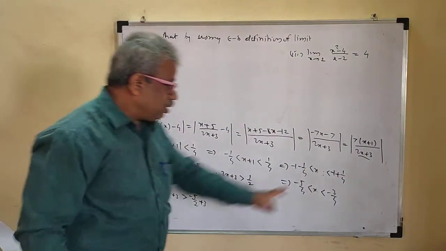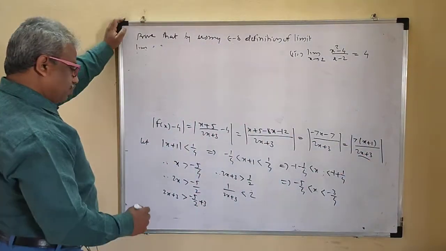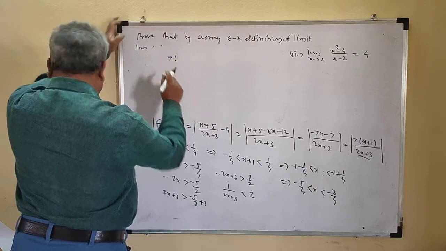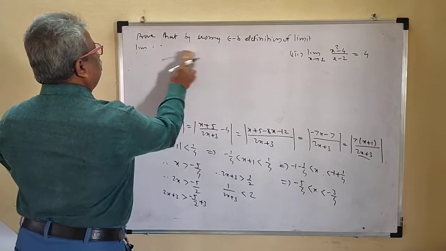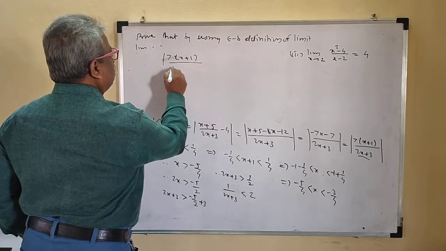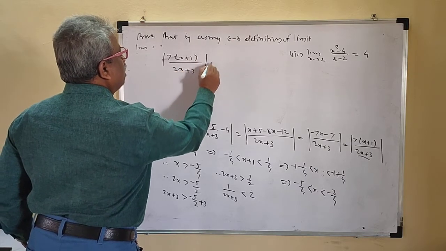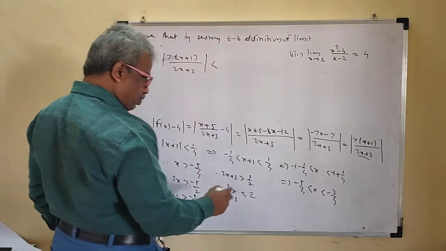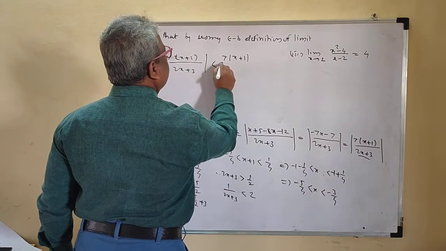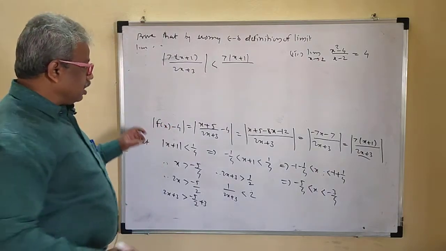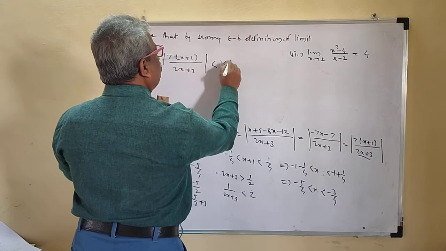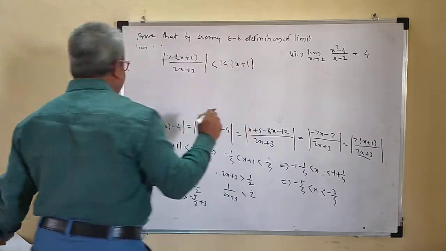So now what we will do? We will multiply by x plus 1 now. So we'll directly write this: mod of 7 times x plus 1 upon twice x plus 3 is less than or equal to 7 mod of x plus 1, because 7 is positive, times 2, since 1 upon twice x plus 3 is less than 2. So this is 14 mod of x plus 1. Now what is this?